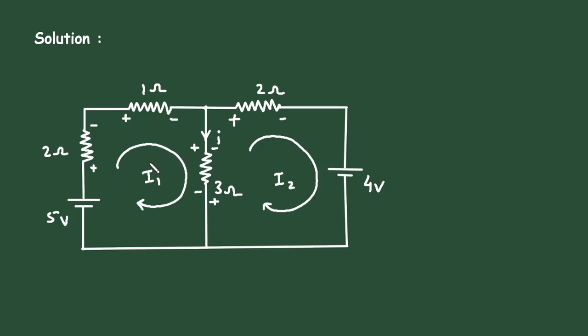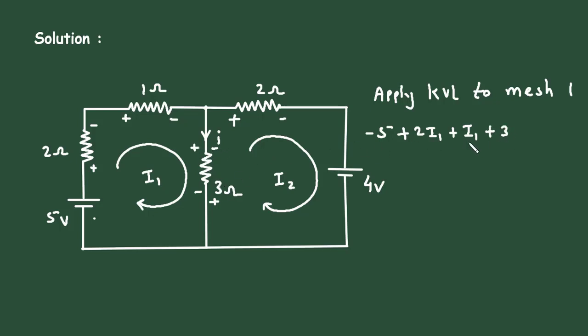Now let's apply KVL to mesh number 1. According to KVL, that is Kirchhoff's voltage law, let's say we are starting from this point, so it will be minus 5, then plus 2I1, then plus 1I1, then plus 3. Now here this 3 ohm is common in both mesh 1 and mesh 2, and we are solving for mesh number 1, so it will be I1 minus I2, and it is equal to 0 because here the loop is completed.